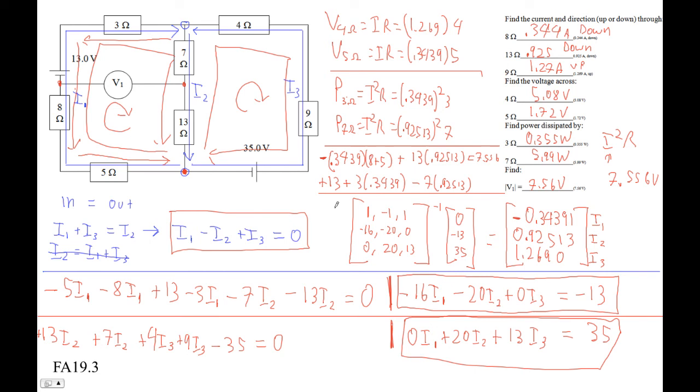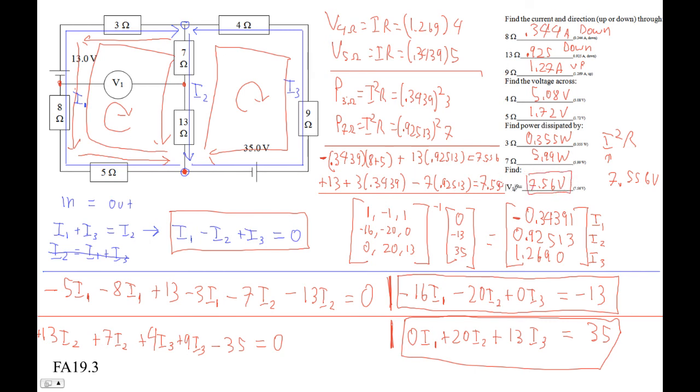And this is, of course, how you can check your work, right? Okay, so here we go. 13 plus 3 times 0.3439, minus 7 times 0.92513. Oh, it's the same thing. This is so good. Okay, not that I've never solved one of these the whole way without making a silly mistake. This may be the first time. It's 7.558 or something like that, but it's still 7.56, okay?